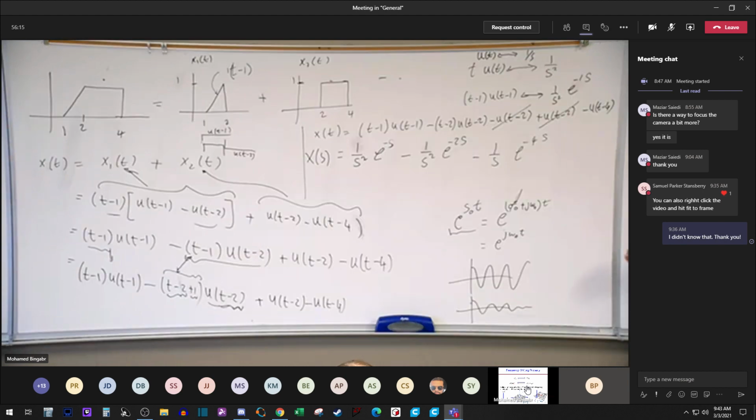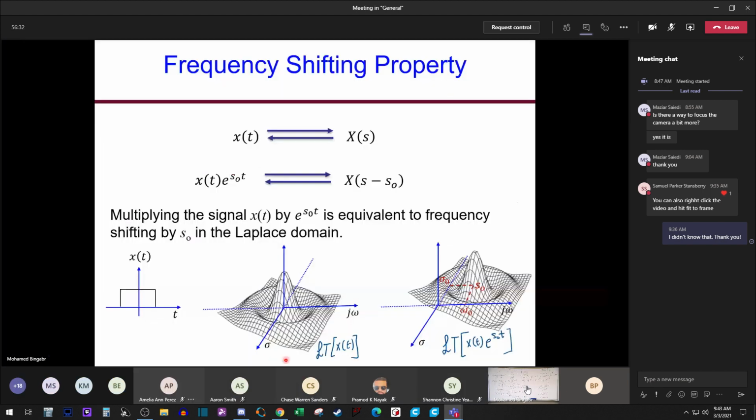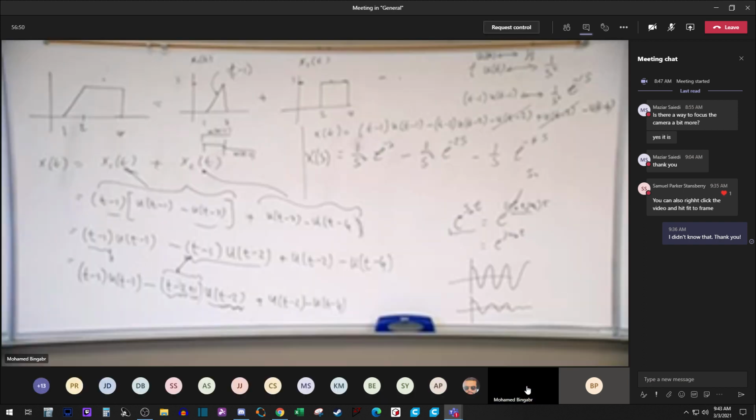So if I multiply a signal by this sinusoidal, it's modulation. What is the impact? I am shifting the spectrum of the signal to be centered around s0. That means centered around here instead of centered around here. So by multiplying this by e^(s0 t), the whole spectrum here will be shifted. Instead of centered around 0, this is sigma, this is j omega, which is s. Now it will be centered around s0. And this is sigma 0. Here it could be -3, and omega 0 here it could be 1,000 hertz.